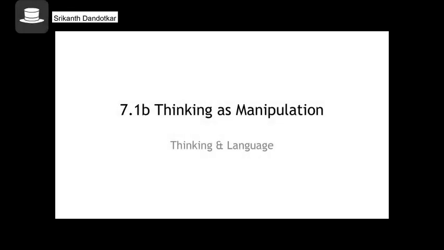Welcome back. In this video, we're going to talk about thinking as manipulation. In the previous video, we defined thinking as a process, as a mental process of manipulating representations. And we also said that there are two different forms of representation: images, which is a pictorial form of representing information, and words or concepts, which is a non-pictorial form of representing information. Now, in this video, we're going to talk about the process of manipulation, how our mind processes, manipulates these representations that we've discussed in the previous video.